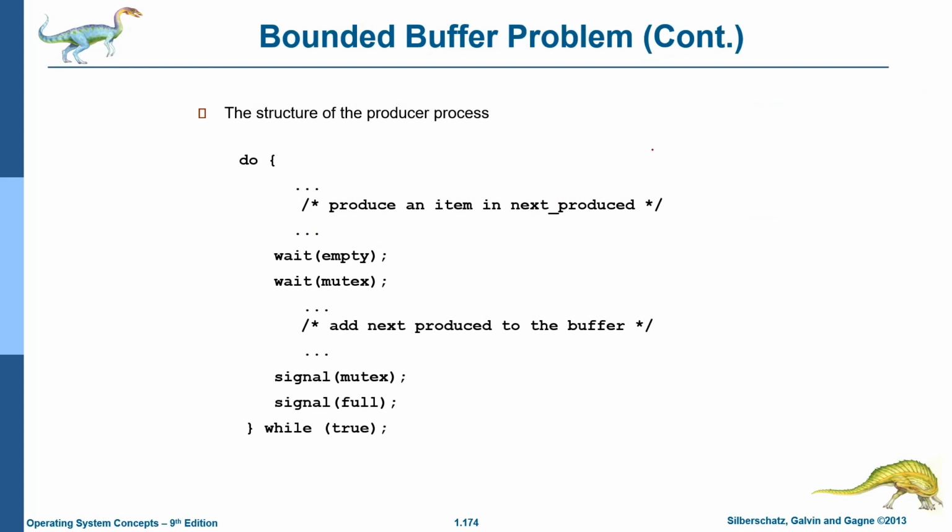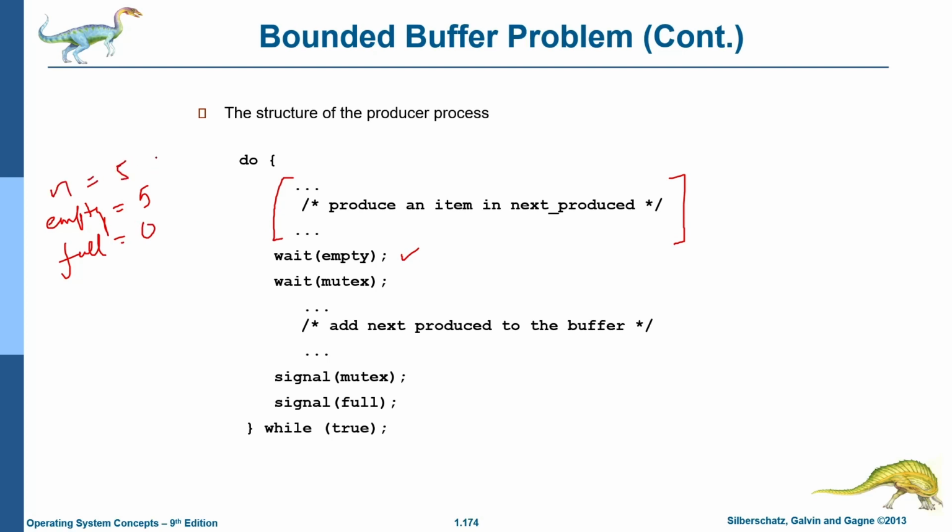Let's proceed and look at the producer. What does the producer do? The producer produces an item, right? It has to run some code to make that item, whatever it's trying to make. Then it is going to wait on empty. So empty is equal to 5, full is equal to 0, n is equal to 5.